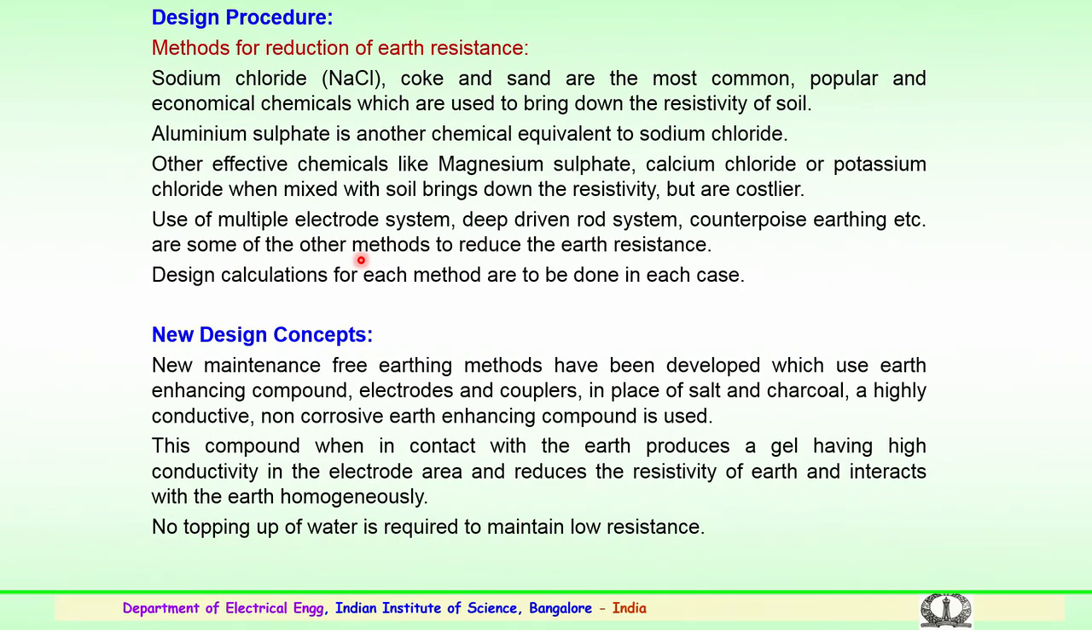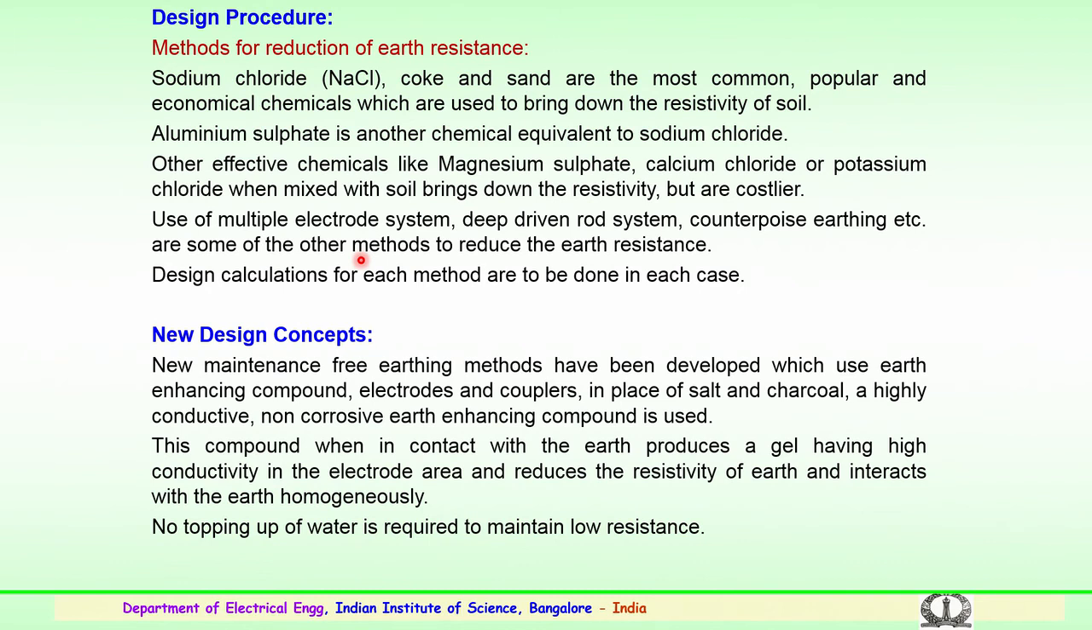So, how are the design procedures adopted for reduction of the earth resistance? We will discuss some of the methods for reducing the earth resistance apart from the general design aspects and the material which is being used. The earlier method of reducing earth resistance is typically sodium chloride salt, which has been used for a long period of time. Coke and sand, that is coal and sand, are the most common, popular and economical chemicals which are used to bring down the resistivity of soil. So, in earlier substations or for residential grounding, the simplest mechanism is salt, coal and sand in different layers. This is the popular and economical method which is being used.